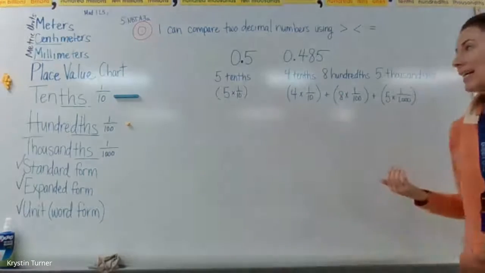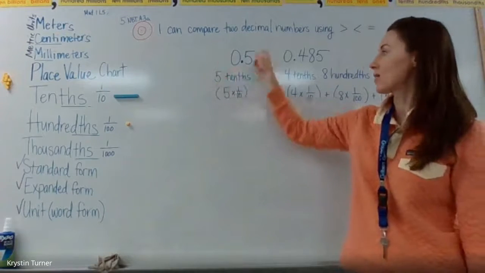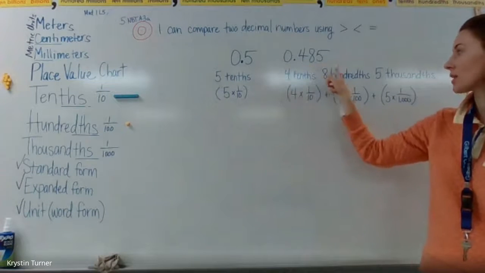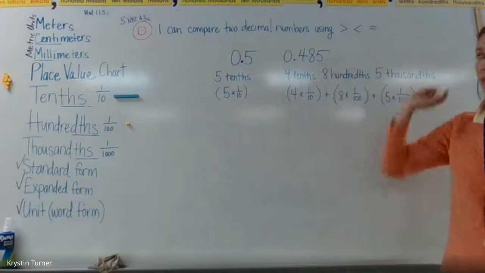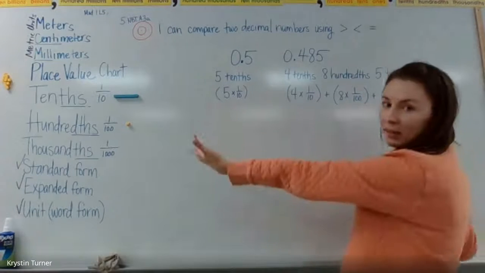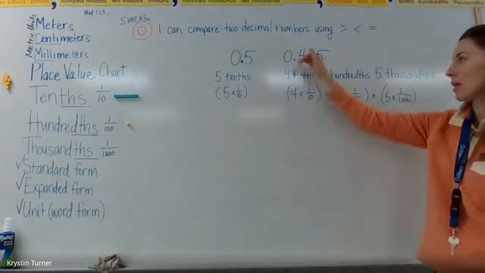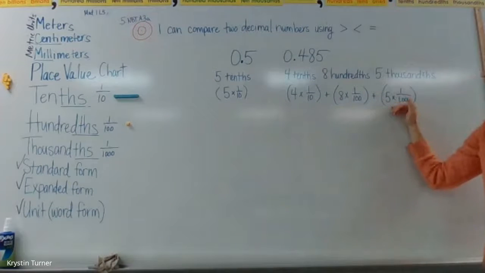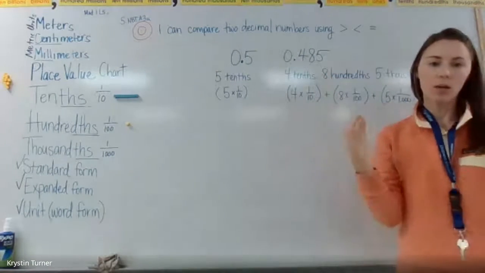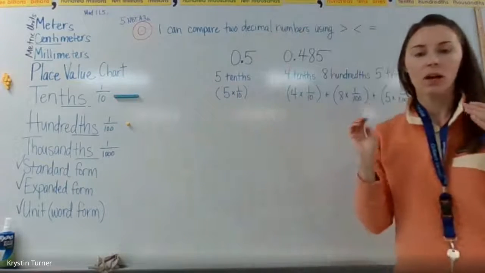But we can also write it in word form or our unit form, which we would say this one is 5/10ths. I could say that this is 485 thousandths, or I could think this is 4/10ths, 8 hundredths, and 5 thousandths would be another way to write that in word form. And then there's the expanded form, right? So we have 5 times a tenth for 5/10ths, and 4 times a tenth, 8 times a hundredth, and 5 times a thousandth for expanded form for 485 thousandths. So we're going to use that place value chart in order to compare these numbers.